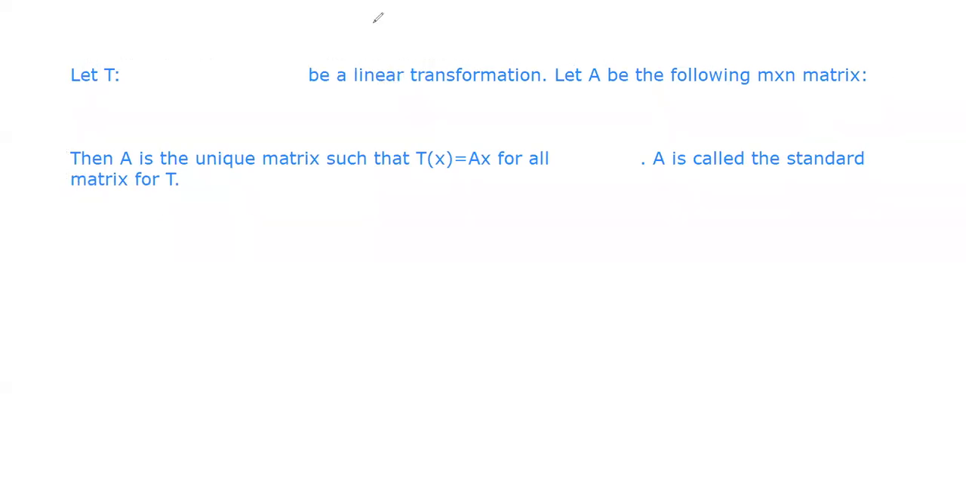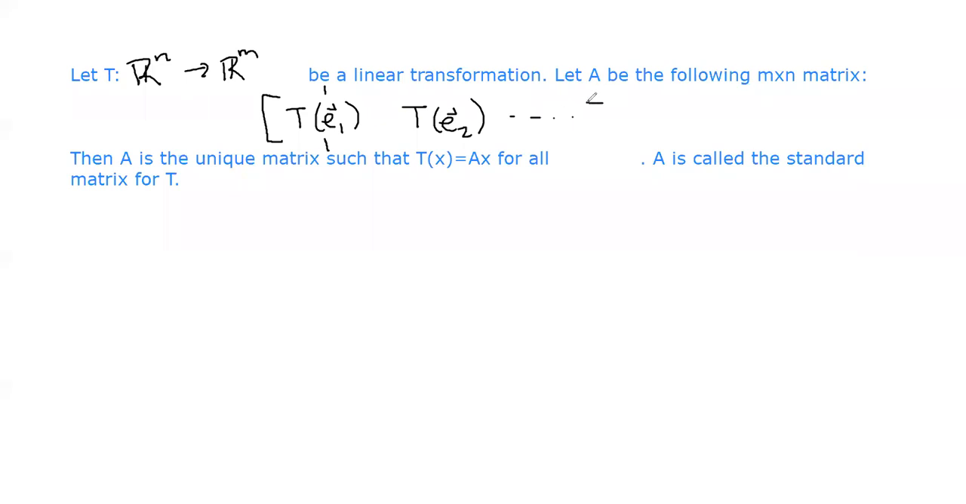So let T be a linear transformation that goes from Rn to Rm. And A is going to be the m by n matrix where the first column of A is where T sends the first standard basis vector. So this is an entire column here. The second column of A is where T sends the second standard basis vector, all the way up to the nth column of A being where T sends the nth standard basis vector.